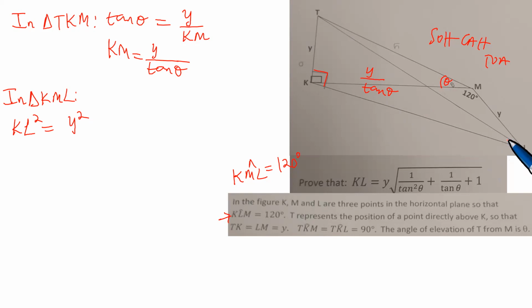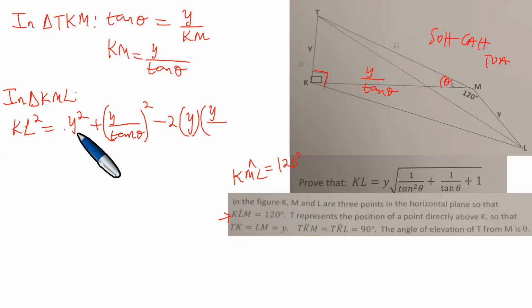So the KL squared equals y squared plus y divided by the tan of theta, the tan of theta squared, right, minus 2 in view of the cosine rule. Right, you multiply the y here, and then you multiply this and that, the y, the tan of theta, and then you have the cosine of the angle included, 120 degrees.